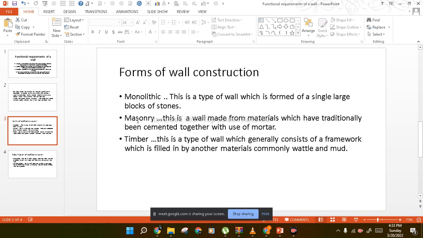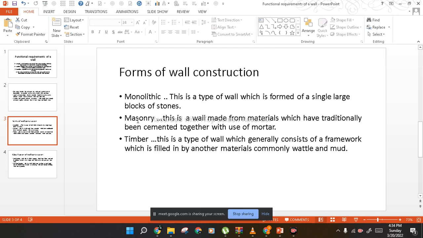And then we have Roy. Can you read us? Okay, masonry. This is the one from materials which have traditionally been cemented together with use of mortar. Very good. And then Bob can read that for timber. Timber. This is a type of wall which generally consists of a framework which is filled in by another material, commonly wattle and mud.